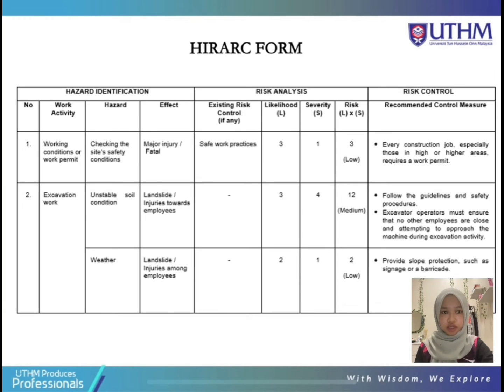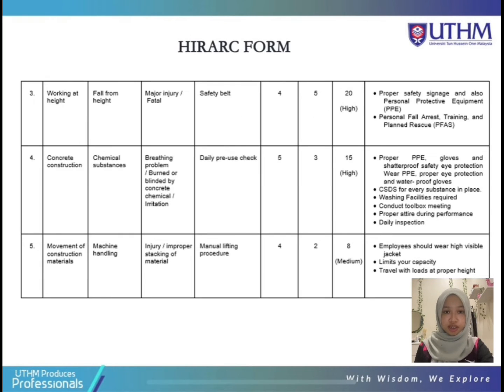Number 2 is excavation work. The hazard is unstable soil condition, and the effect is landslide or injury to employees. The risk is 12, which is medium, and the recommended control measure is to follow the guideline and safety procedure.